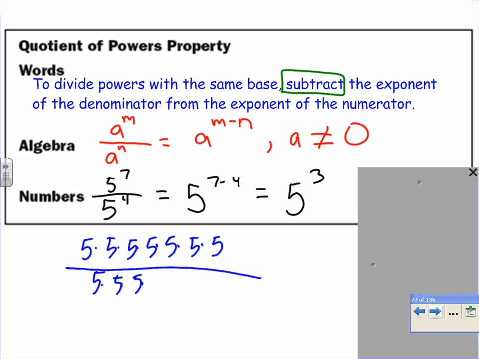So here's how you figure this out. Writing out all the 5s, there's 7 on the top, there's 4 on the bottom. What do we typically do? Mary, what do we typically do? How many 5s are left? 3. Does that match up with this? Oh my gosh. Now do you see how it works? Isn't that so cool?